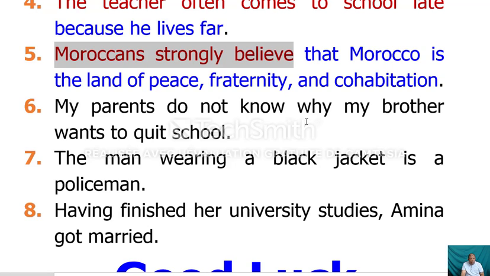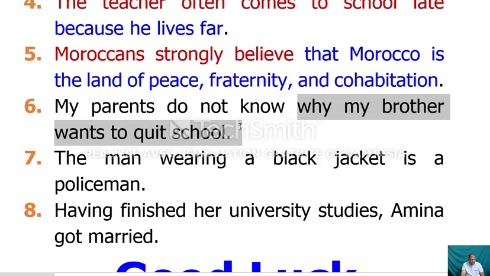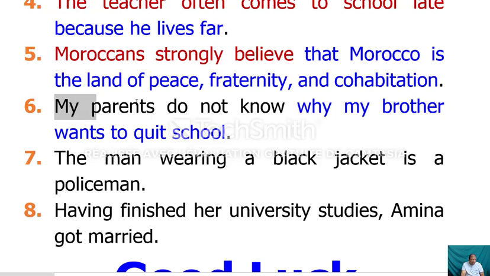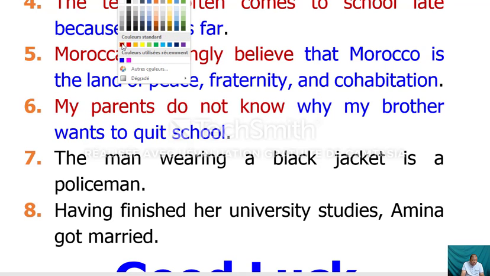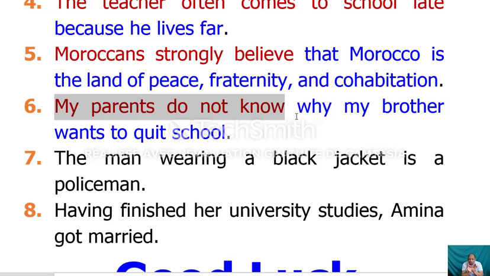My parents do not know. So from "why" till the end, this is the dependent. But "my parents do not know", it's the same, it is not complete, but we consider it as independent. This is just related to what we call the noun clauses. The sentence or the clause appears to you that it is not complete, but you can add "this": "My parents do not know this." This is to make it clear to you.